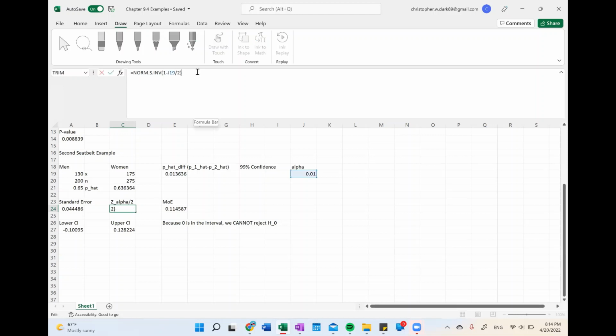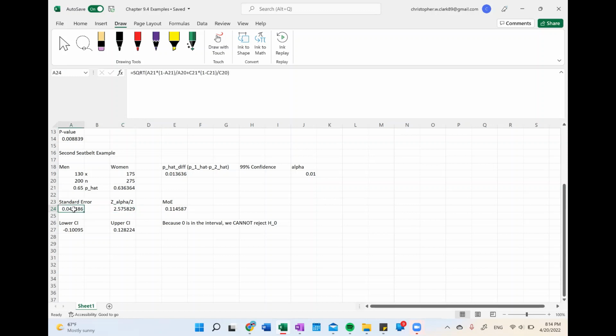And I found that by doing norm.s.inv, and I did 1 minus alpha over 2. So we can see right here, I did 1 minus J19, which is this alpha. So 1 minus alpha over 2, plug that into the norm.s.inv, norm.s being the standard normal distribution. And it spits out our roughly 2.58, which is what we expect.